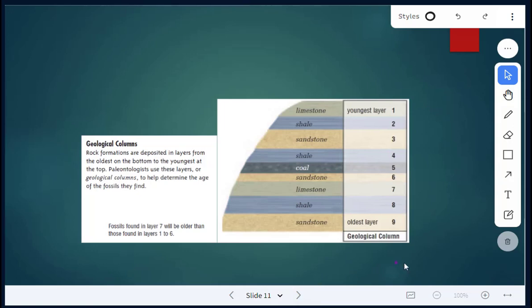Here we're looking at geological columns. So rock formations are deposited in layers, with the oldest on the bottom and the youngest at the top. So paleontologists can use these layers or these geological columns to help determine the age of the fossils they find. So for example, fossils that are found in layer 7 here will be older than those found in layers like 1 to 6.